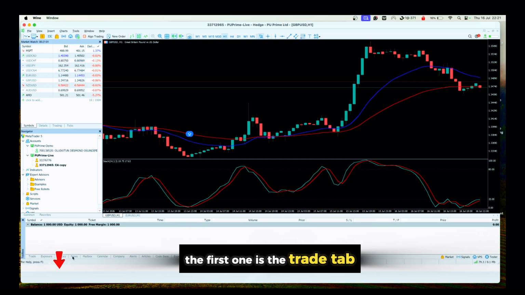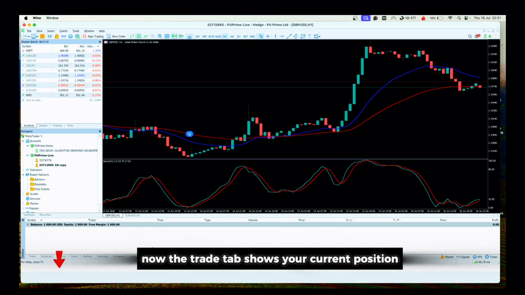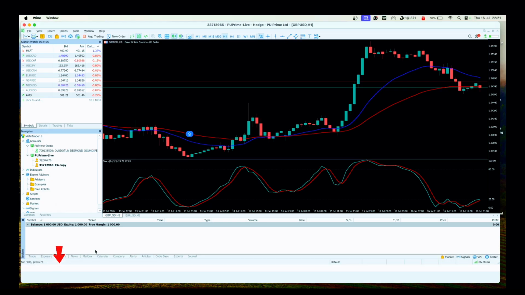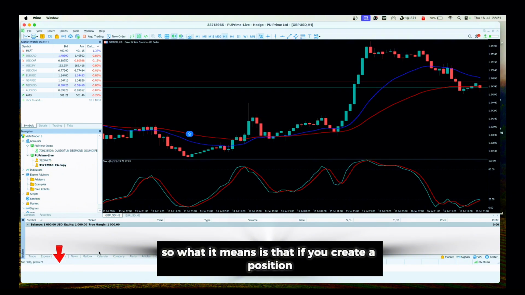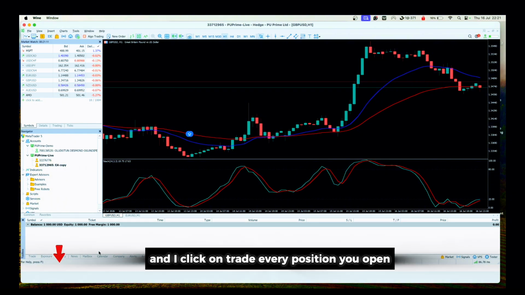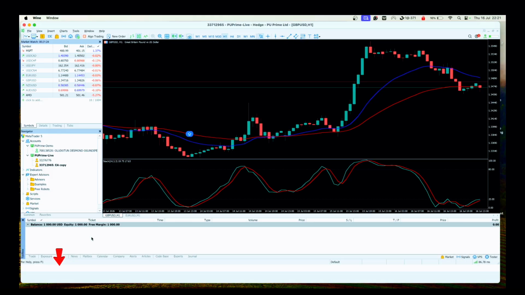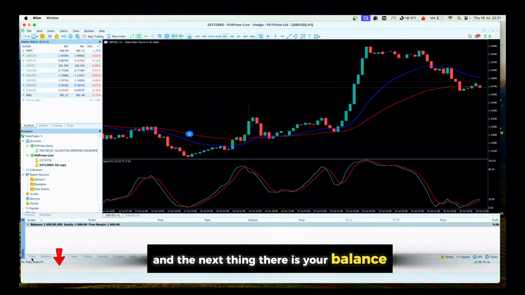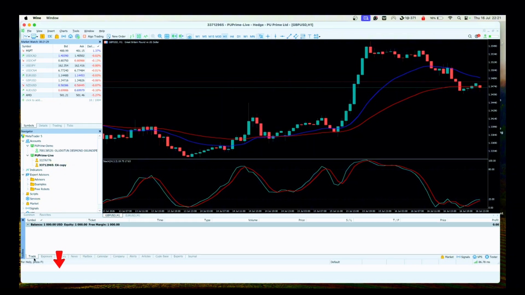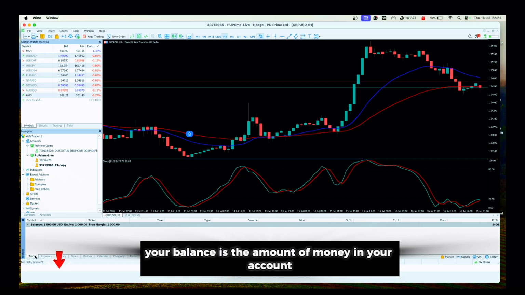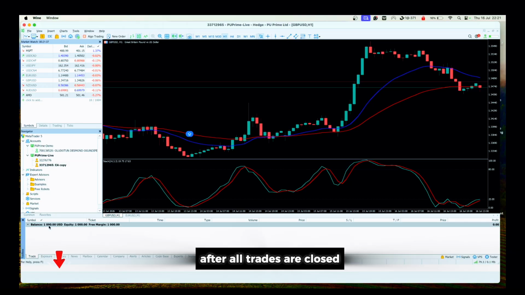The first one is the Trade tab. Now, the Trade tab shows your current position. So what it means is that if you create a position and I click on trade, every position you open will automatically show under your trade tab. And the next thing there is your balance. Your balance is the amount of money in your account after all trades are closed.